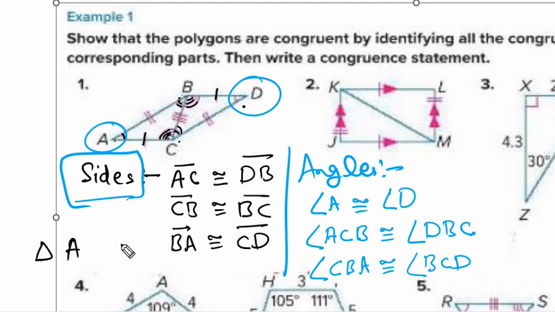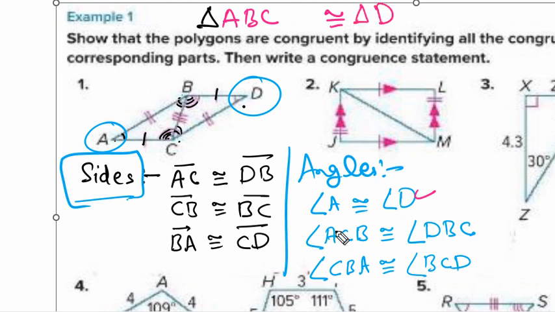Triangle A. Okay, let me just clear up some space, or let me just write on the top here. Triangle A, we need to write triangle ABC is congruent to triangle, A is equal to D. Now what about B? B here, check. C. And now last is C. So here C, if you see here, B, right? So triangle ABC is congruent to triangle DCB.